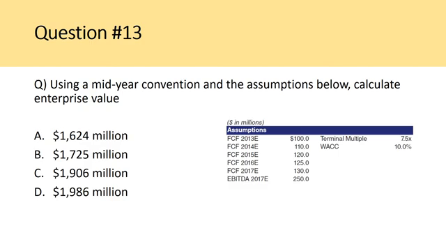Okay. Question number 13, using a mid-year convention and the assumptions below, calculate enterprise value. So essentially, this is like a mini DCF. They've already provided the weighted average cost of capital, the discounting factor, and a terminal value multiple. So we know what our exit multiple will be for EBITDA in 2017. It's assuming that we're currently in 2012, and we have projections for 2013, 14, 15, 16, 17, and after 17, we use a terminal value multiple to calculate the enterprise value of the company.